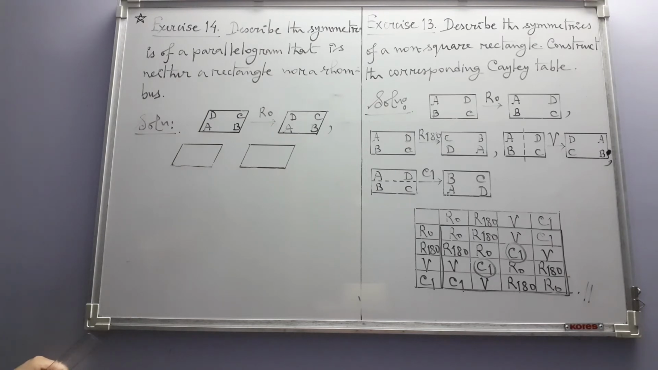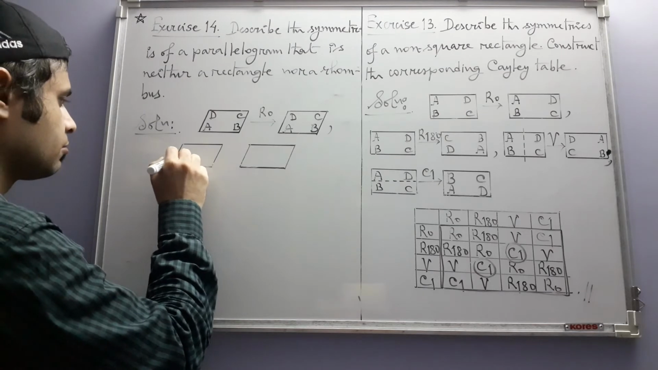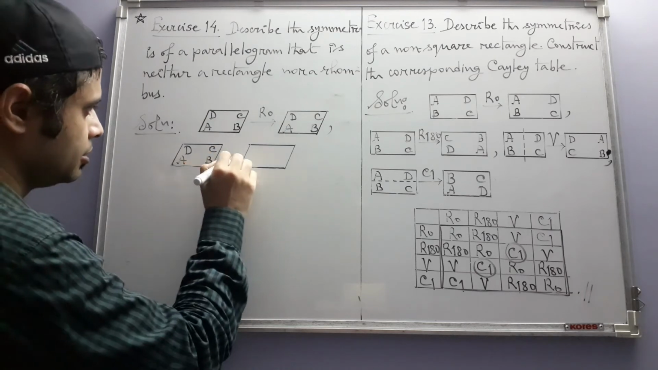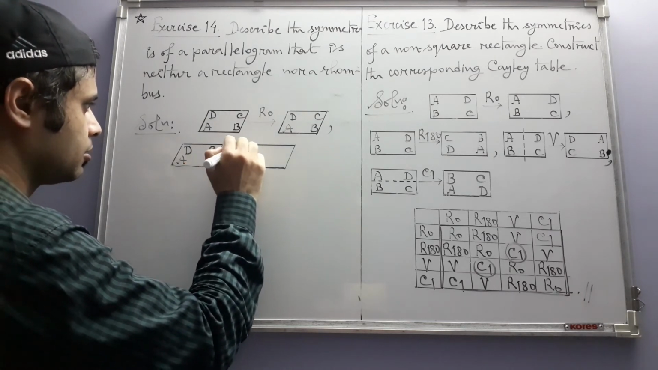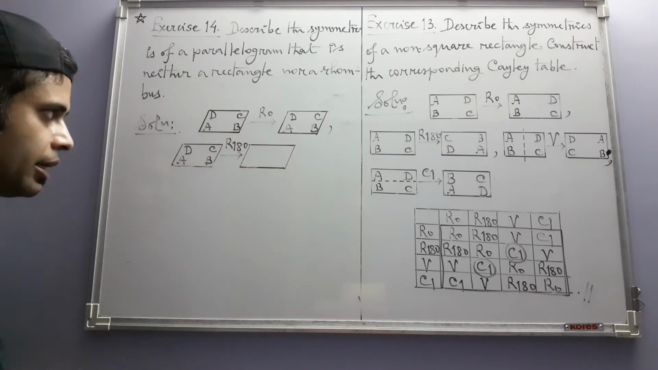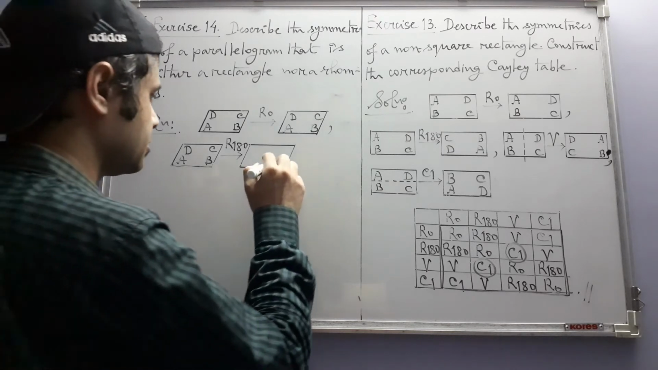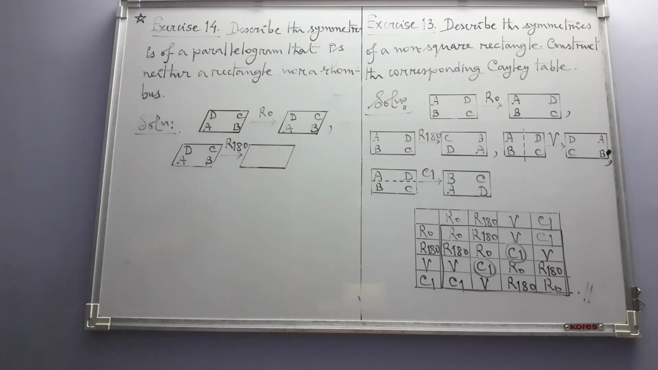So A, B, C, D are 180. A, B, C, D, and this is R180, rotating through an angle 180. We need to see that this really brings the parallelogram to this position. However, after performing that operation, we end up having this. Wait, I think I wrote it incorrectly. Let me just see the cutout and then it will be clear.